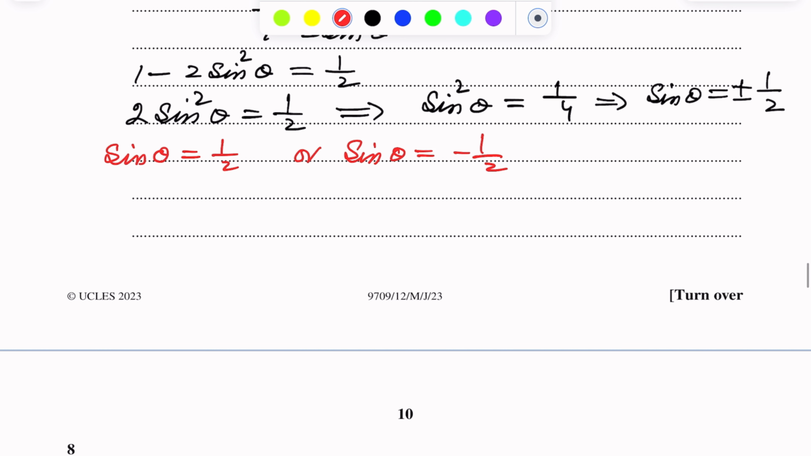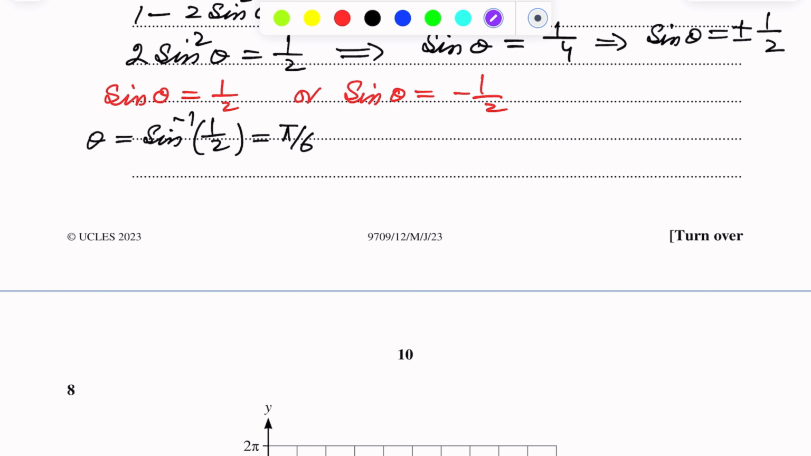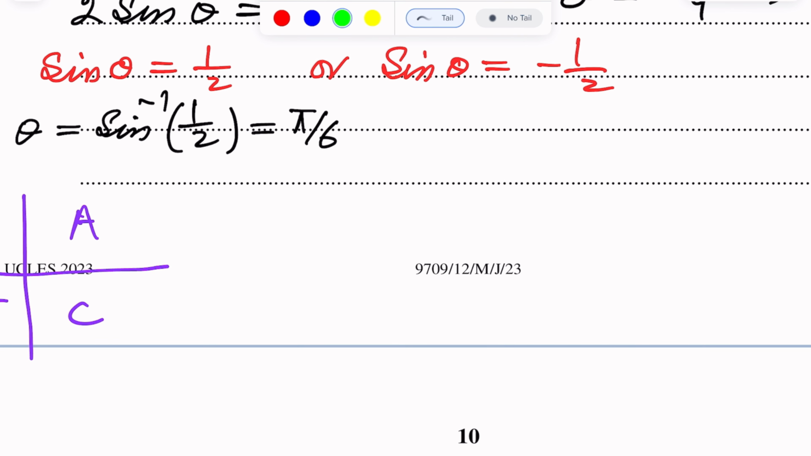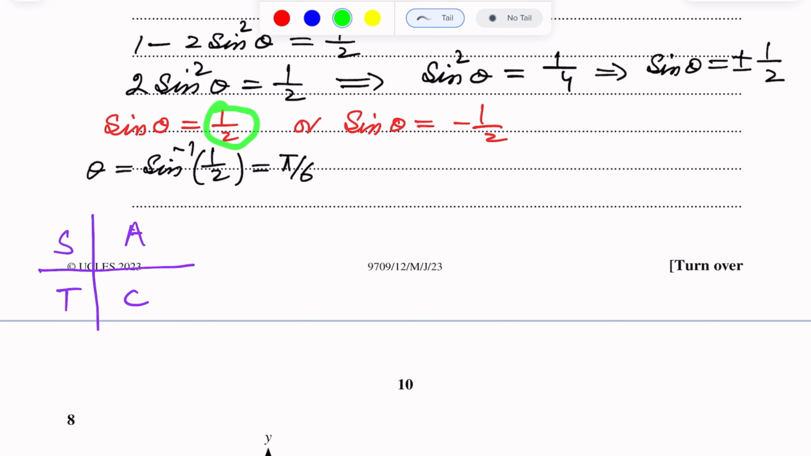From here, the basic angle is theta equal to sine inverse 1 over 2, that is pi by 6. The other angle will be found by using this sketch ASTC: all positive, sine positive, tan positive, and cos positive. Since sin theta is positive, the angle will lie in this quadrant and in this quadrant. In the first quadrant, we have found the angle pi by 6.